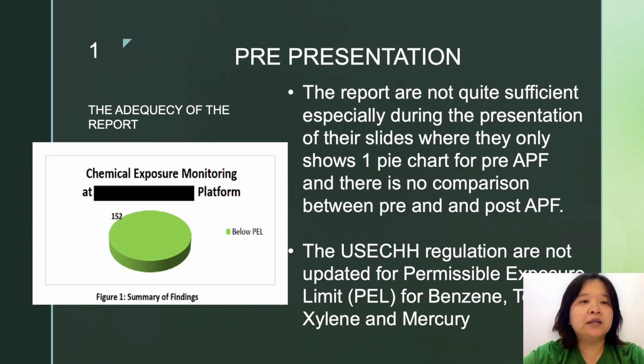So from the report that I read, the first step is the adequacy of the report. From what I read, the report is not quite sufficient, especially during the presentation of their slides, where they only show one pie chart of pre-APF, and there's no comparison between the pre and post of APF. The regulation they are using is not up to date for the permissible exposure limit, or PEL, for benzene, toluene, xylene, and mercury.